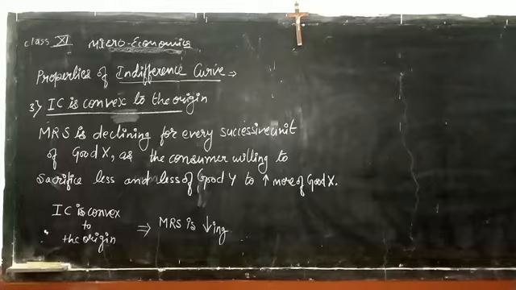your intensity of desire for a good tends to rise if you are giving up more and more units of that good. It implies that marginal utility of good Y tends to rise with every additional unit of it being sacrificed.